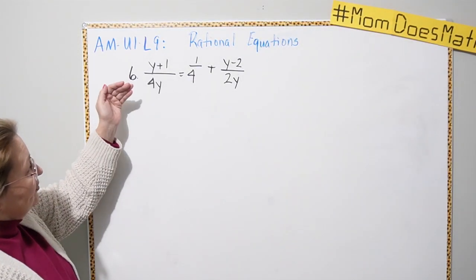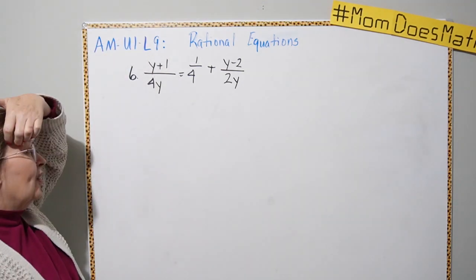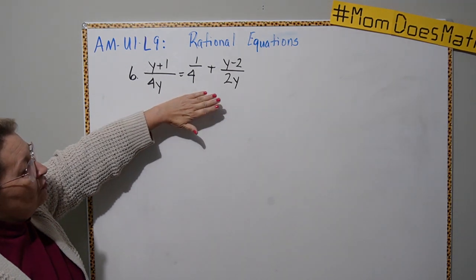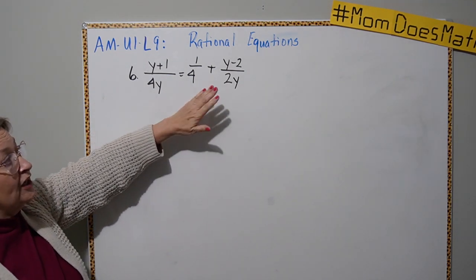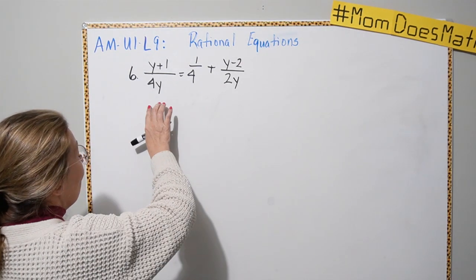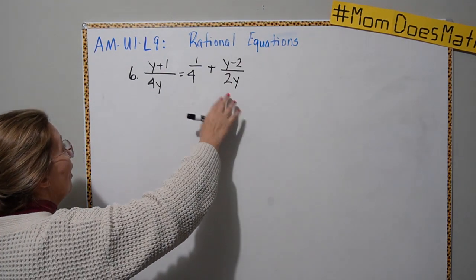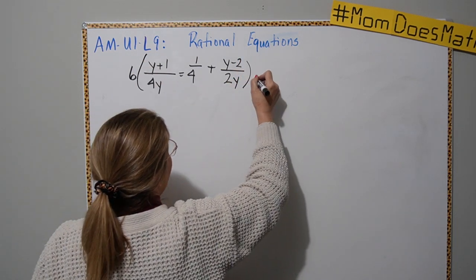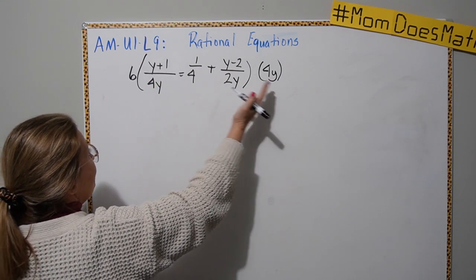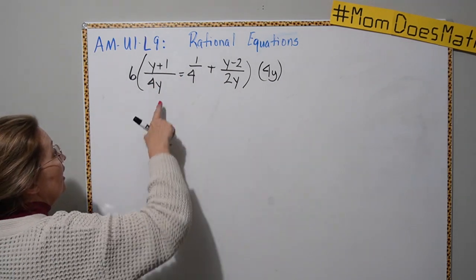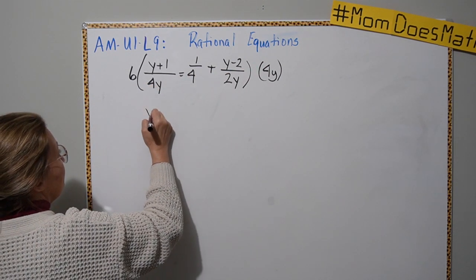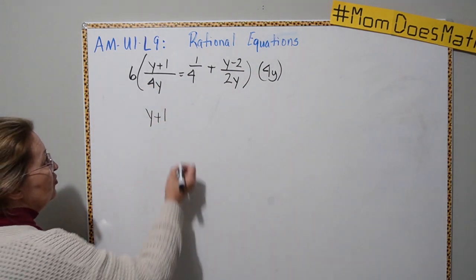Okay, number 6, y plus 1 over 4y is equal to 1/4 plus (y minus 2) over 2y. So once again, we do not have a single fraction over here on the right-hand side, so we're going to go with method 2, which is using the least common denominator. So between 4y, 4, and 2y, our least common denominator is going to be 4y. So I have to multiply this times all three of the fractions. Now when I multiply it times this first one, those two are going to totally cancel out. So I just have y plus 1.